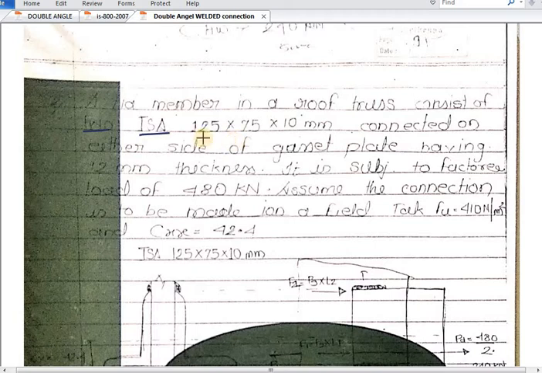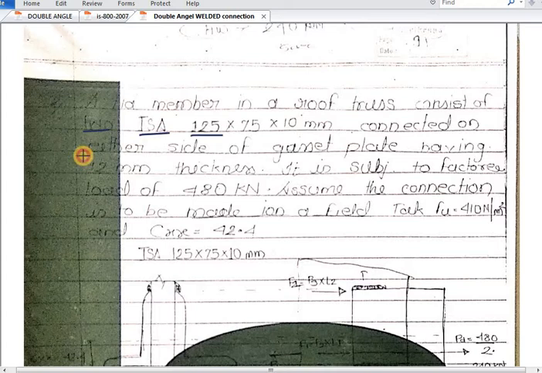So what does logic say, whether 75 will be connected to the gusset plate or 125? We will connect 125. Why? Because the larger length will be safer and more efficient, and it will carry more load when we connect this 125. So for 125 by 75 by 10, this 125 will be connected with the gusset plate instead of 75, connected on either side of the gusset plate.